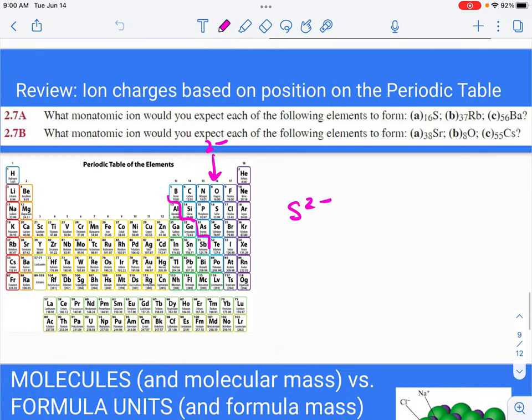Sorry, I'm challenged. Let me get out of the wrong spot here. So we're going to look at this as so. Oh, no, I was in the right spot.